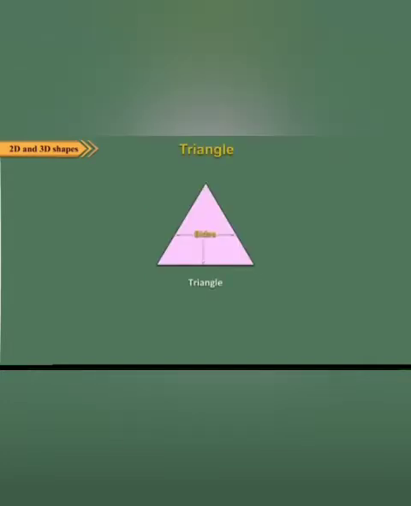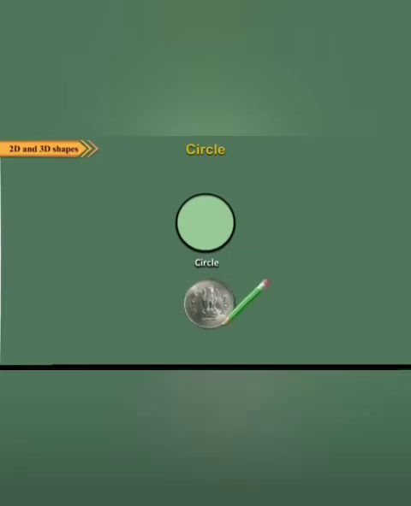Triangle. A triangle has 3 sides. It has 3 vertices or corners. Circle. A circle has no vertex. It is a closed loop. It can be traced with a 1 rupee coin, carom coins, etc.